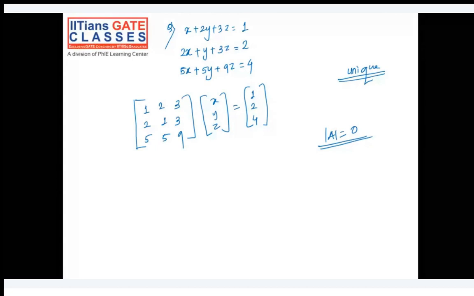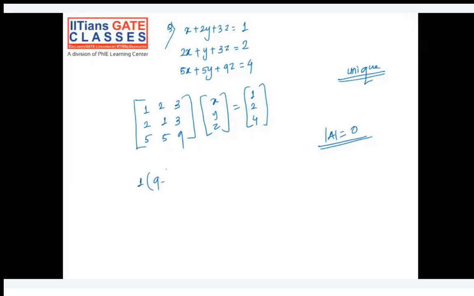Okay. Let's check it. 1 into minus 15, minus 2 into 18 minus 15, plus 3 into 10 minus 5. So it's minus 15, minus 6, plus 15, so minus 6. Sorry, so 3, right? So 3 is non-zero, so you can say it is unique. If you calculate rank also, that's correct. Okay, you can still follow the process. Let's calculate the rank. Rank of the matrix, you should get it as 3.